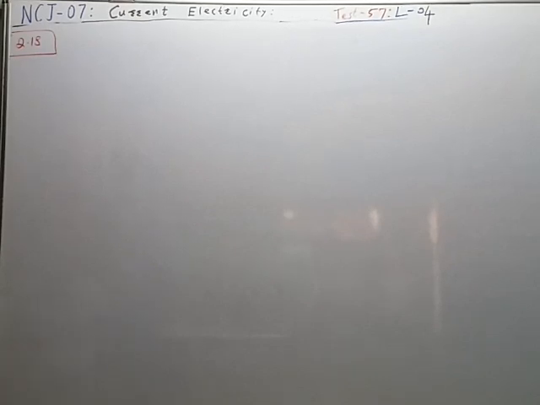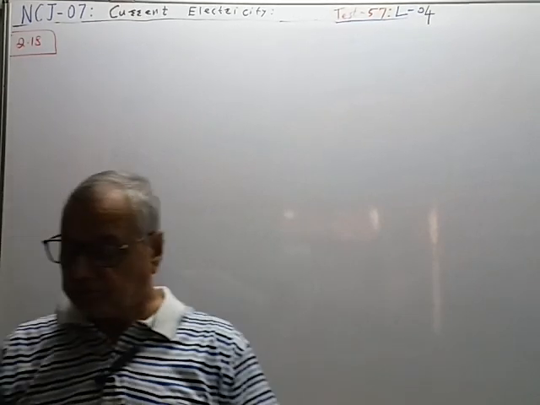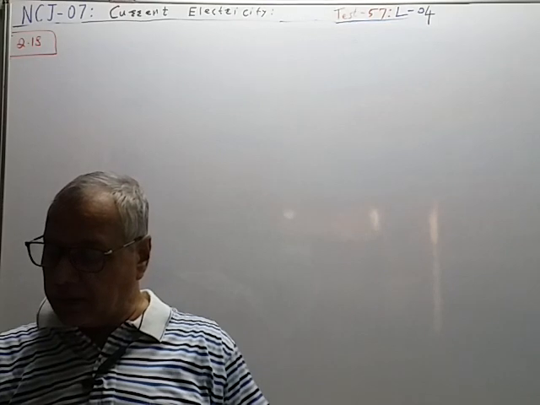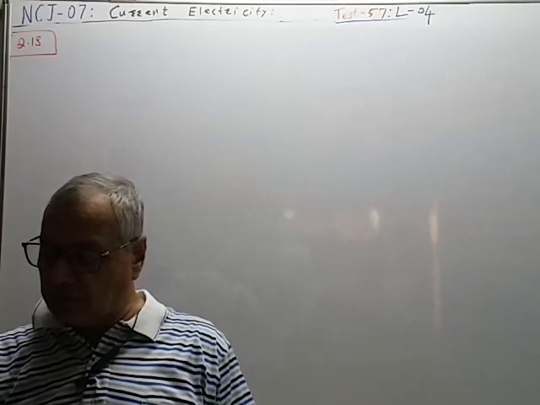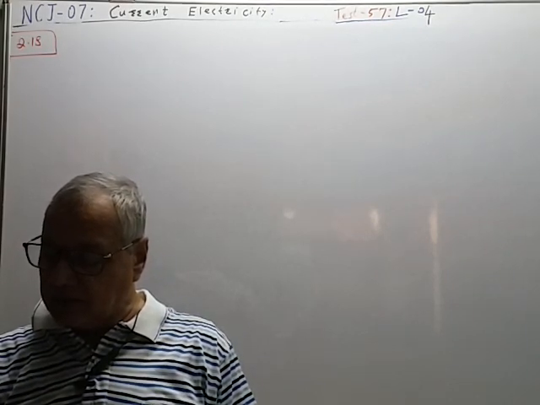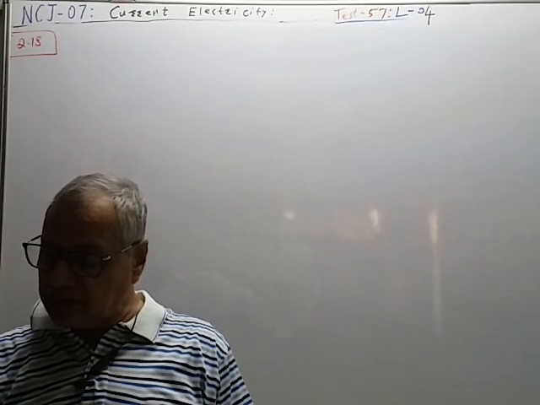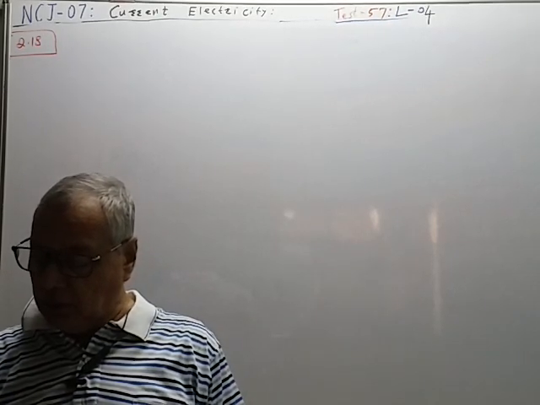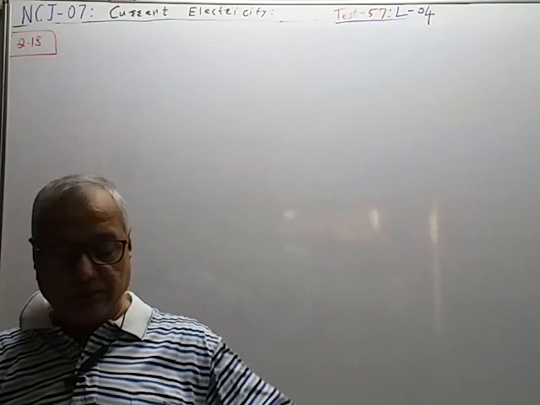Next, question number 18. Two similar accumulators, each of EMF E and internal resistance small r, are connected as shown in the following figure. Then the potential difference between X and Y is 2E, E, 0 and none of these.